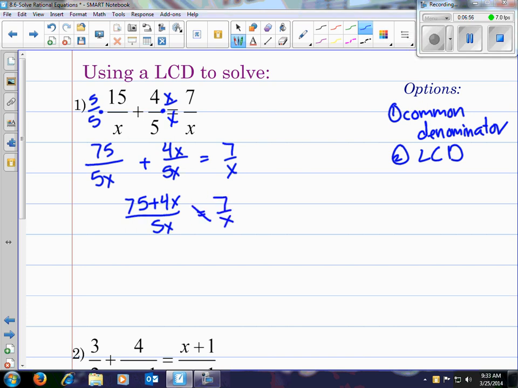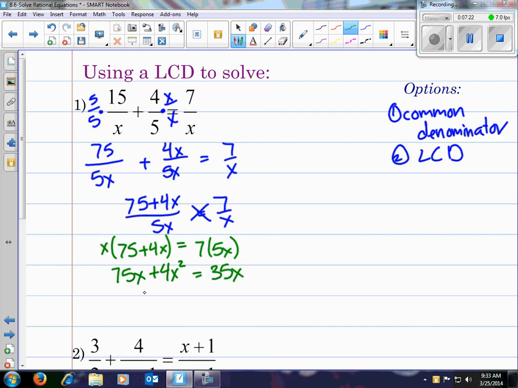Now I can cross multiply like I did before. So I have x times 75 plus 4x equals 7 times 5x, because I did this diagonal. Distribute in my x, so I have 75x plus 4x squared is equal to 35x.